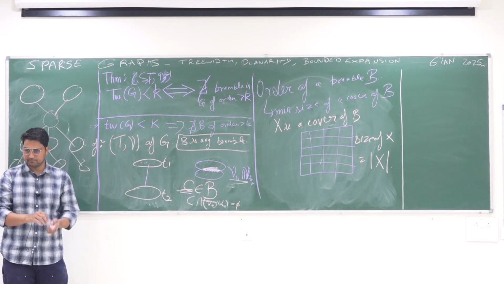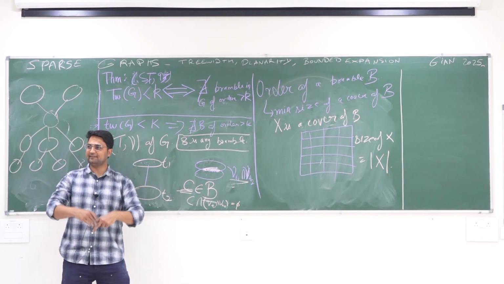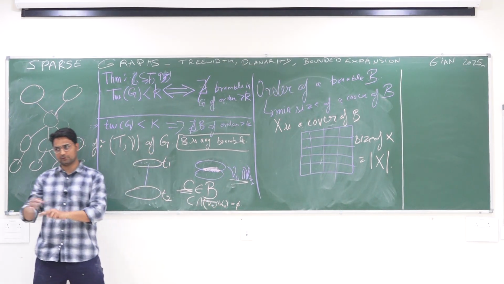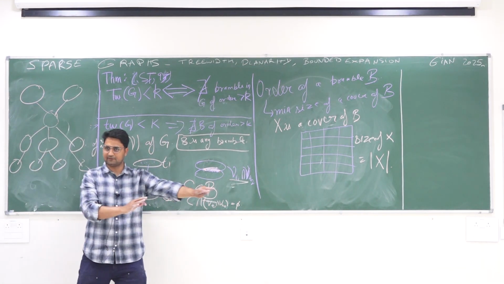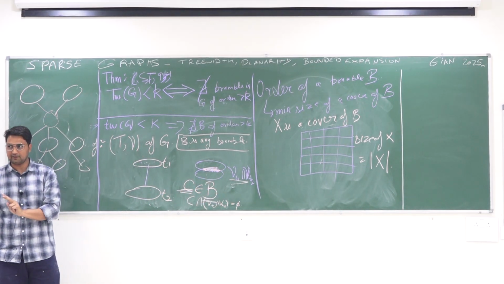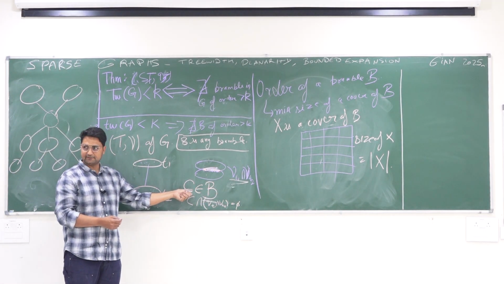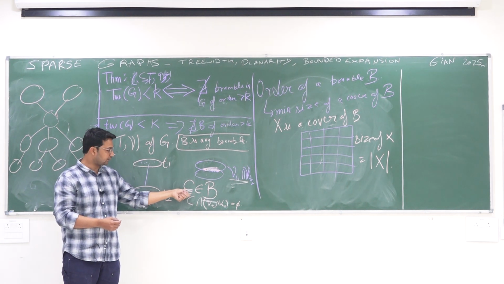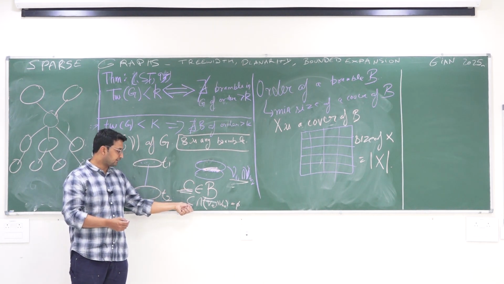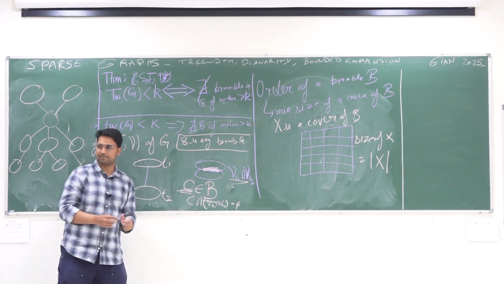I am saying this because the intersection is a set of vertices. Either this is a cover or this is not a cover. If this is a cover, I am happy, we are done. If this is not a cover, then there exists some particular component in my Bramble which is not hit by it. It implies that this component C intersection with this is empty.